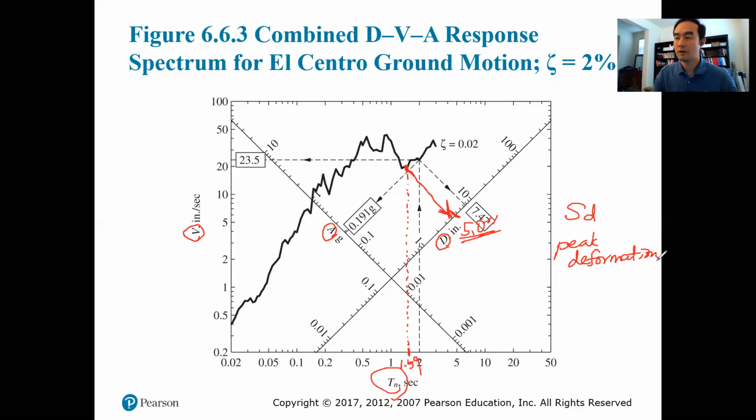Okay, all right. So that's the first part of the question. What was the peak deformation? The answer is going to be 5.0 inches. Now the second part of the question was, how can we figure out the maximum bending stress?